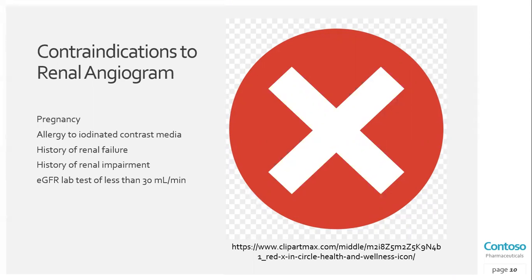So the main contraindication for female patients is going to be pregnancy, particularly within the first trimester of conception, while other contraindications include an allergy to iodinated contrast dye, the necessary ingredient to visualize the renal artery. Similarly, a history of kidney failure or impaired kidney function with an eGFR of less than 30 milliliters per minute will contraindicate the patient from properly filtering the contrast media.